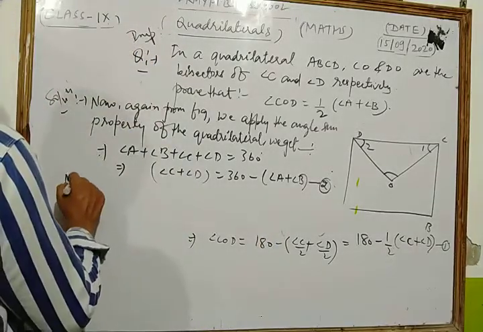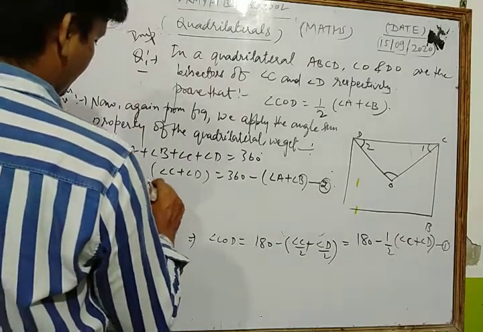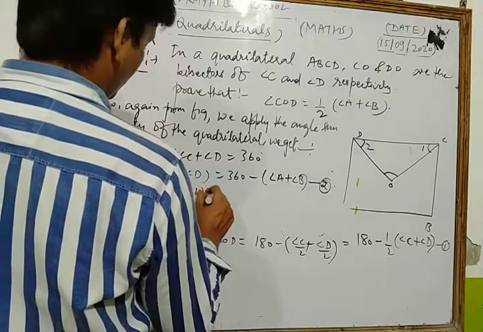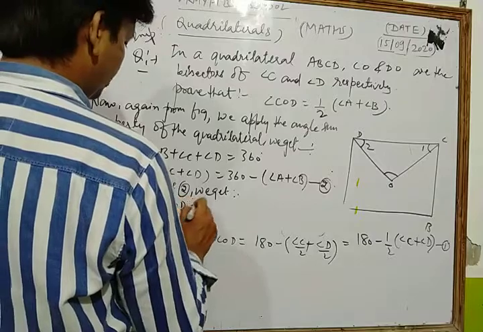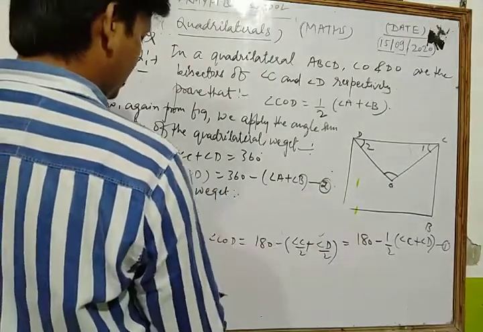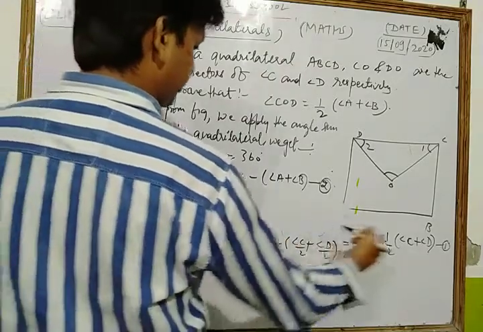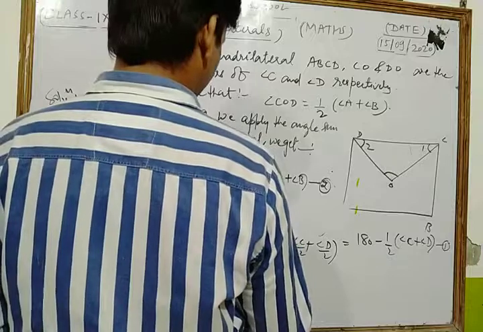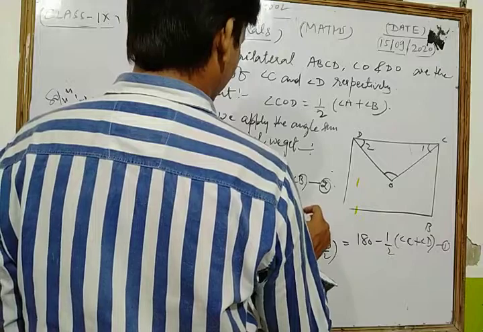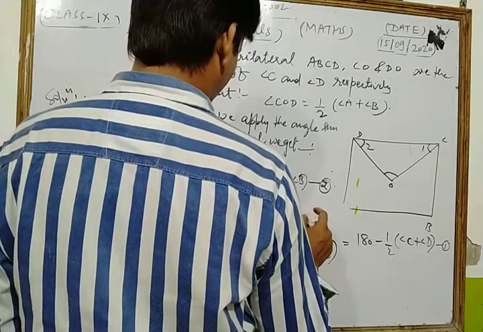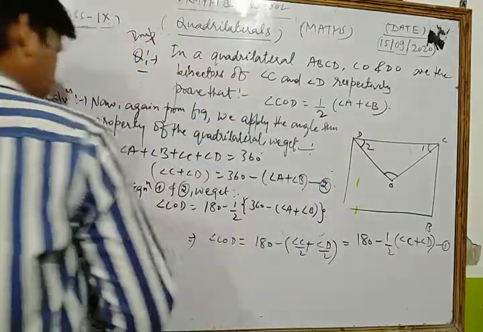Now using 1 and 2 we get angle COD. We put the value of angle C plus angle D in that equation. So angle COD is equal to 180 minus half of the value of this, which is 360 minus angle A plus angle B, bracket close. Now let's see, we simplify those values.